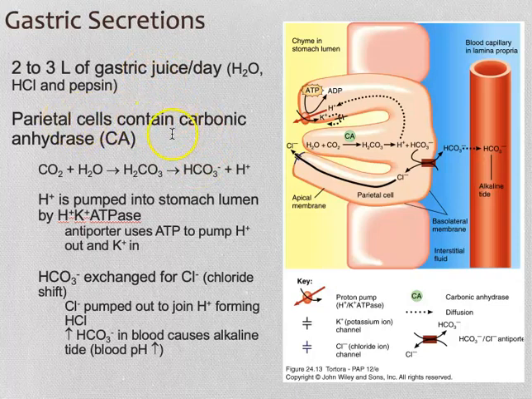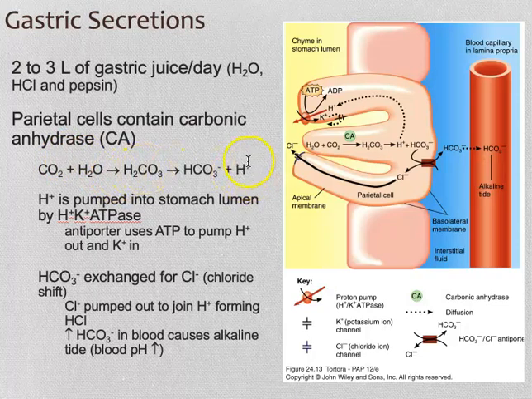These parietal cells are going to have something called carbonic anhydrase. And basically what this carbonic anhydrase is going to do is move this chemical reaction to the right, going from carbon dioxide and water into this direction very, very quickly. So this is basically how you're producing hydrochloric acid in the stomach by parietal cells. Well, we have hydrogen and we need chloride, right? Those are 2 things that make up hydrochloric acid.